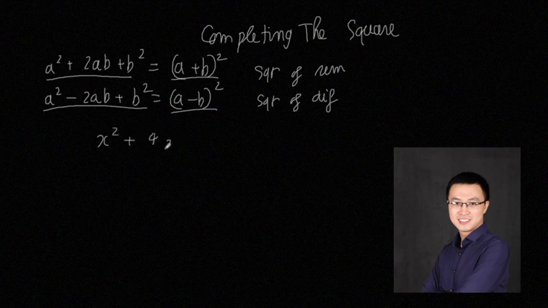equation y equals minus x squared minus 4x plus 9. As you can see, this corresponds to the first formula, so we use the first formula to complete the square here. The a squared corresponds to x squared, so a equals x. When you have a squared, you have to add 2ab, because the second term in the formula is 2ab. You have to remember this formula.